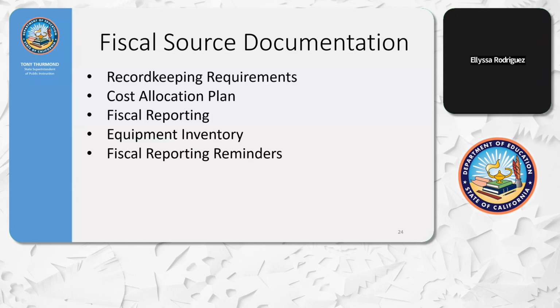We will be discussing record keeping and requirements, cost allocation plans, what they are and when you should have one, fiscal reporting, specifically looking at the fiscal section of the enrollment, attendance, and fiscal report, the requirement for an equipment inventory, and finally, some fiscal reporting reminders and a discussion of best practices.